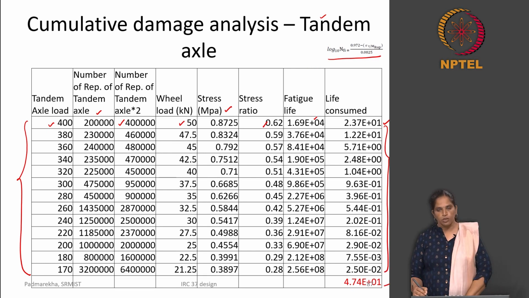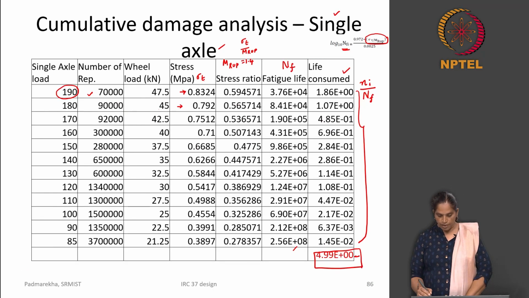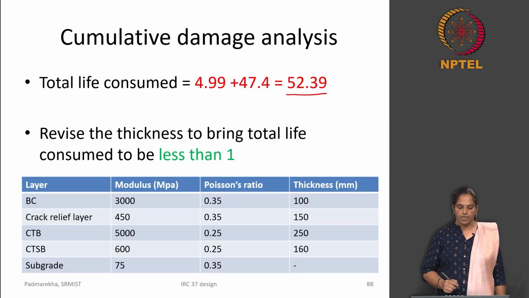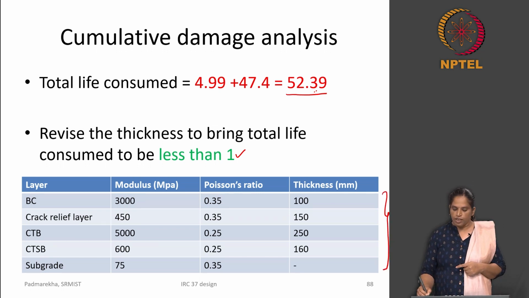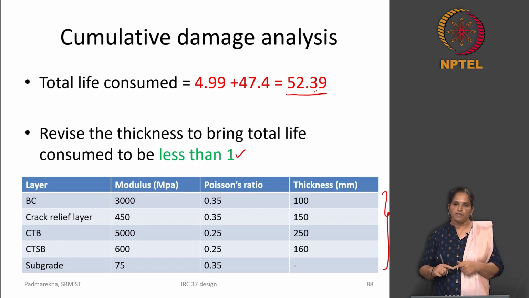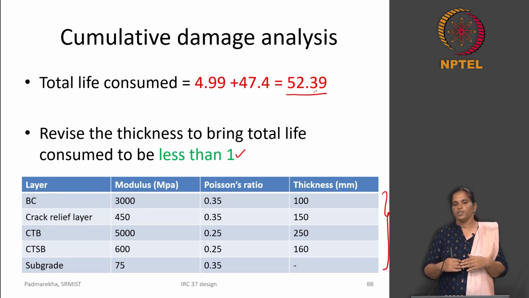So the final life consumed considering all the load groups, that is single axial and tandem axial, comes out to be 52.39 in this case, but this is the total life consumed by the given cross section, but we want to restrict this number to be less than 1. So for restricting this number to be less than 1, now we need to increase the thickness of different layers and try to reduce this to be less than 1. You can try with this thickness and check whether this total life consumed comes to be less than 1. If it comes to be less than 1, then whatever thickness we assumed here is good enough to prevent a cumulative damage of a cement treated base layer.